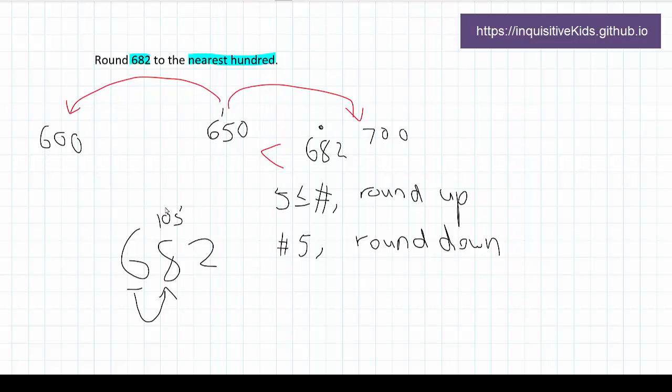Right now we have the digit 8 in the tens place. Is 8 greater, equal to, or less than 5? 8 is greater than 5, which means we round up to 700. And to prove this, it also works on the number line. So our answer is 700.